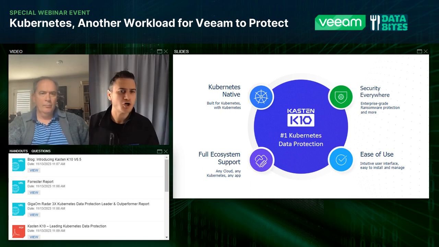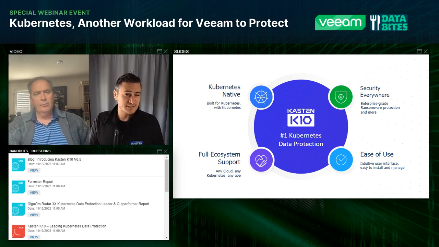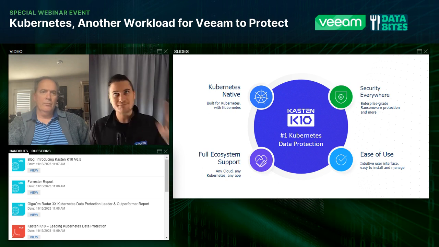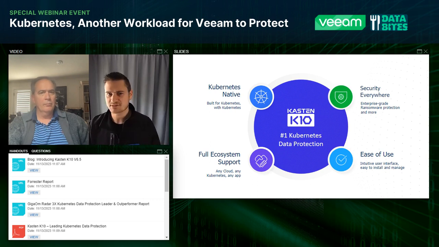So you can draw an allegory in terms of how VBR talks to maybe a vSphere or Nutanix AHV is somewhat how we talk to a Kubernetes cluster. Except we are in the cluster, so it'd be similar to if VBR was deployed as a VM, but we can interrogate everything around us and then, of course, back it up. So custom resources, persistent data, all of that.